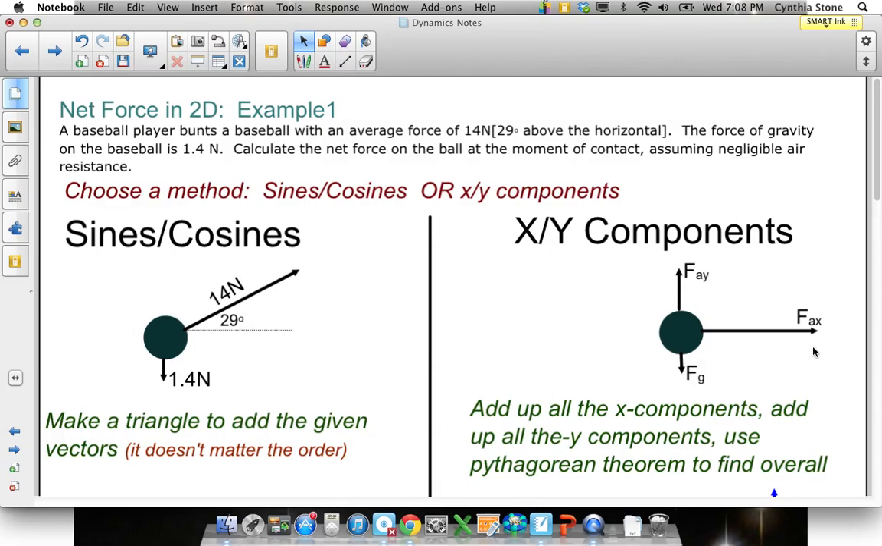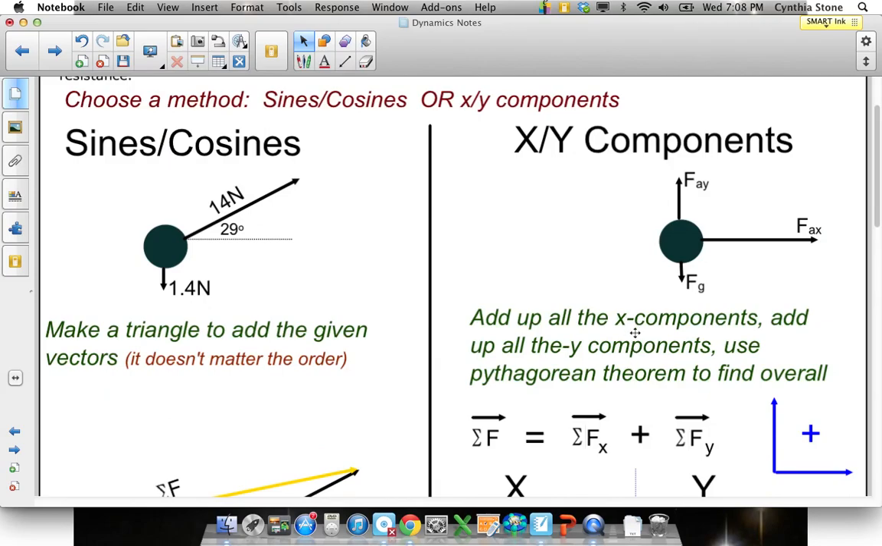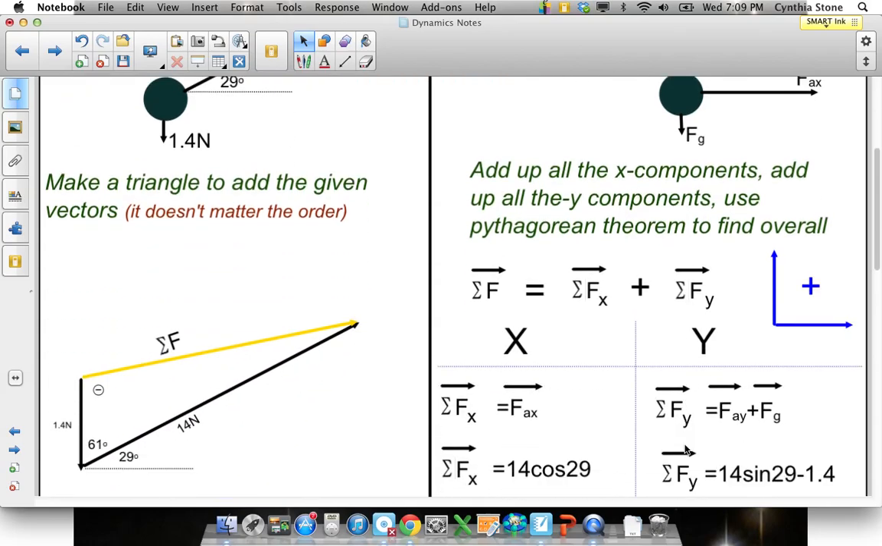Anyway, as you can see when I do my free body diagram, when dealing with x and y components, I do x and y components, right? I'm not doing angles anymore. So I just add up all the x, add up all the y, and do Pythagorean theorem at the end, just like adding displacement vectors. So my net force will be the sum of all the force in the x direction plus the sum of the force in the y direction. Notice I chose a positive sign convention, so up and to the right.